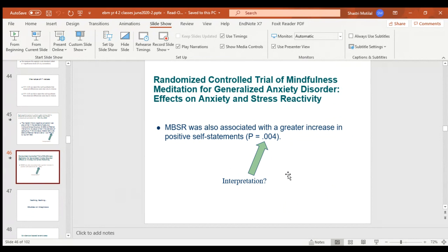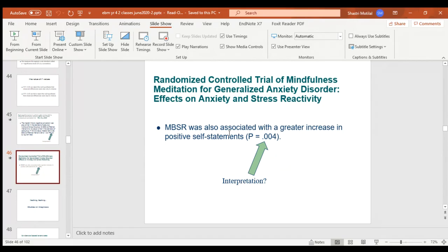mindfulness-based meditation for generalized anxiety disorder. They actually gave patients who had anxiety a trial of mindfulness meditation, and they gave a group of people normal standard care. And they found that one of the things mindfulness-based meditation did for some persons was increase the chance that they had what we call positive self-statements. So that was one of the outcomes in this study, if people were able to make positive self-statements after they got the treatment. What they found was the p-value for this greater increase in positive self-statements was 0.004.